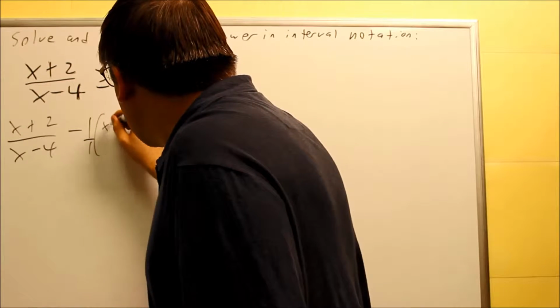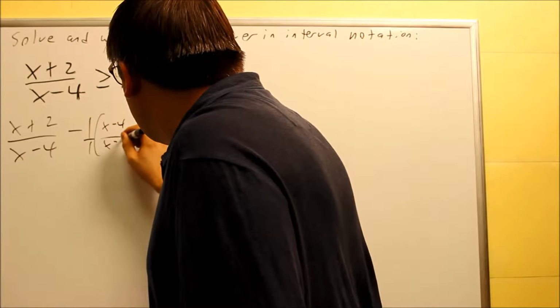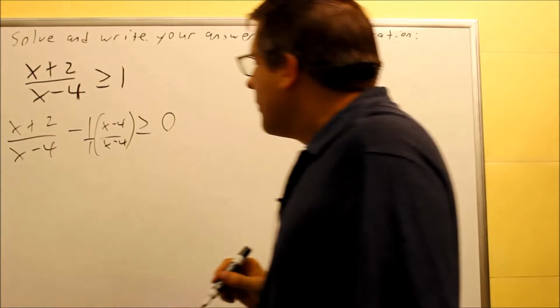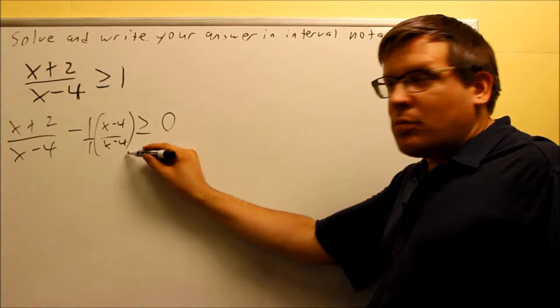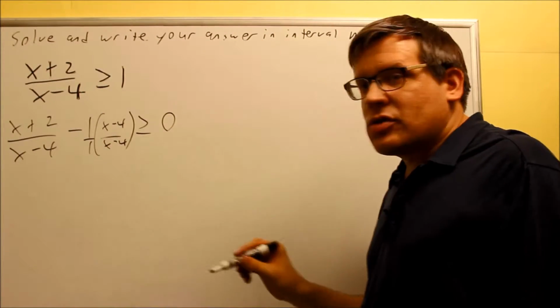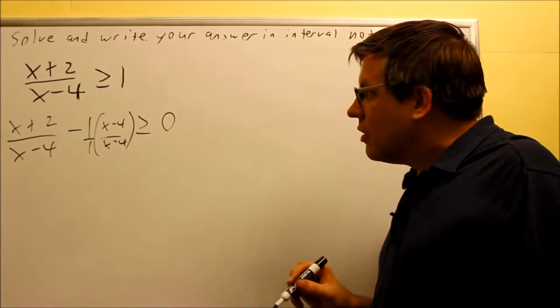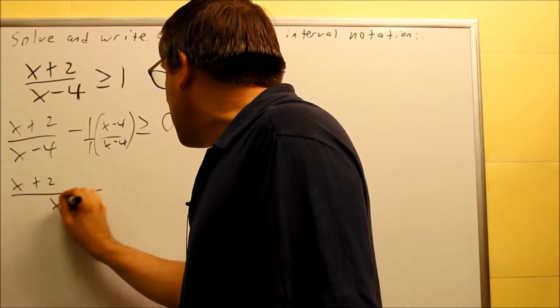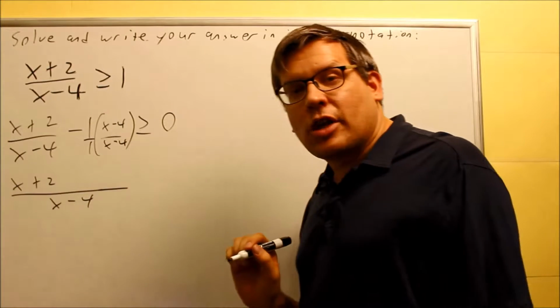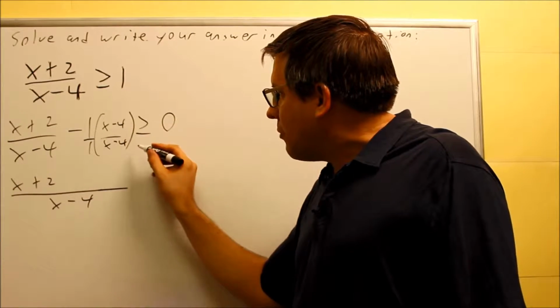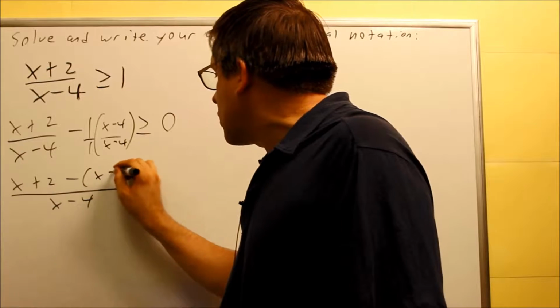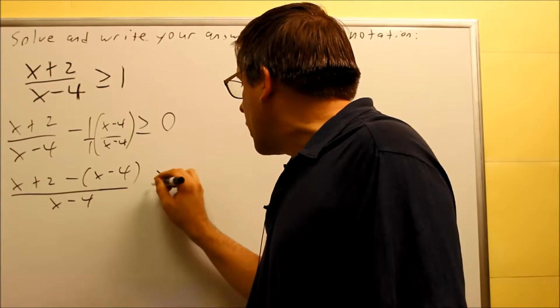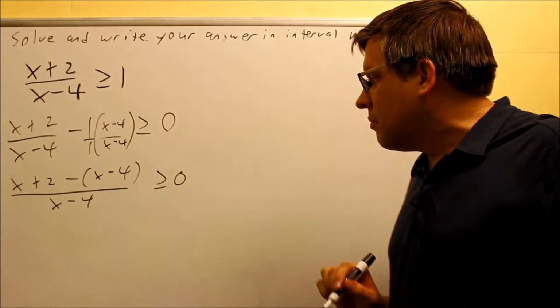I'm going to multiply top and bottom by x minus 4. That's my common denominator that I'm putting in there, so that's why I'm making both of them the same, so I multiply top and bottom there. By doing that I get x plus 2 over x minus 4 as my common denominator down below. And then I have a minus, and then x minus 4 here, greater than or equal to 0.